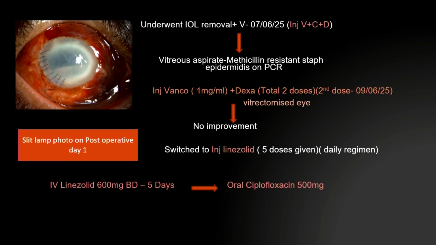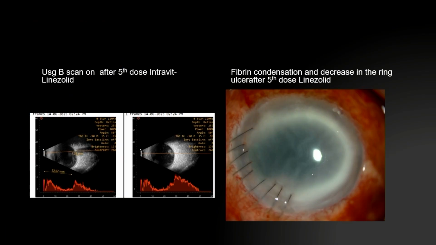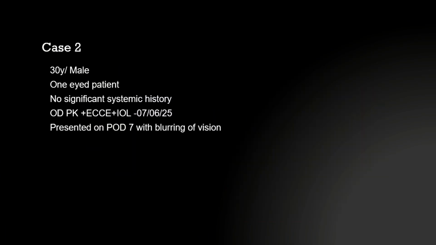As there was no improvement, the drug was switched to injection linezolid, and 5 doses were given as a daily regimen. IV linezolid 600 mg BD was given for 5 days, followed by oral ciprofloxacin 500 mg BD. After these 5 doses of intravitreal linezolid, the vitreous seemed to be clearing and the echoes had decreased, and fibrous condensation and a decrease in the ring ulceration were also seen.